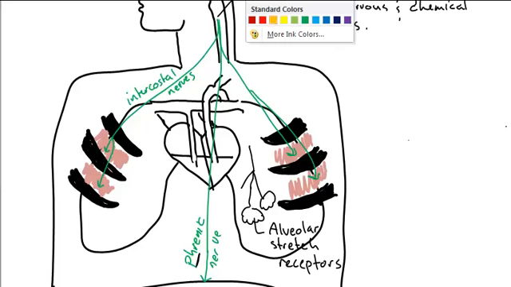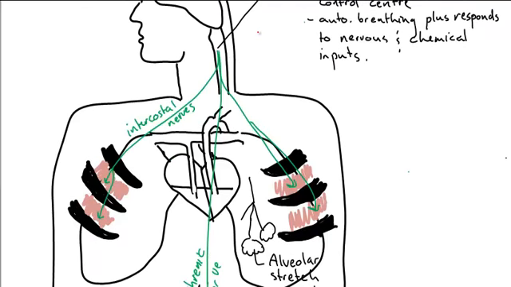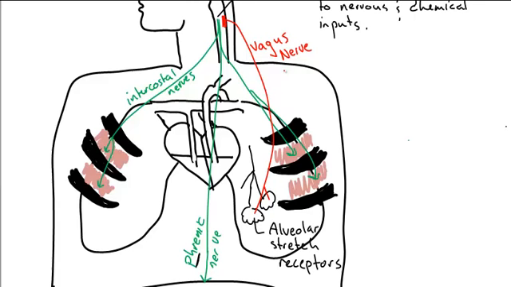The alveolar stretch receptors signal back up to the medulla oblongata to inhibit the signals to the phrenic and intercostal nerve, via what's called the vagus nerve. We talked before about how the vagus nerve is related to sending signals to the heart. It also sends signals back and forth from the lungs to the medulla oblongata.